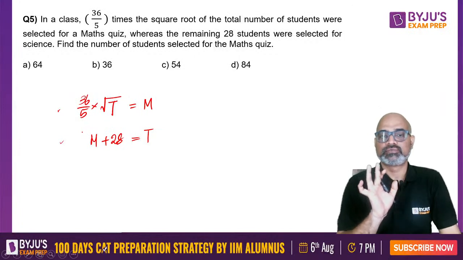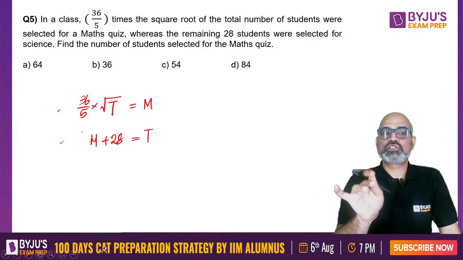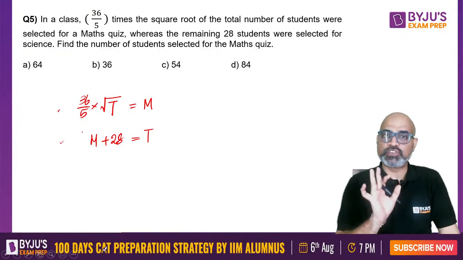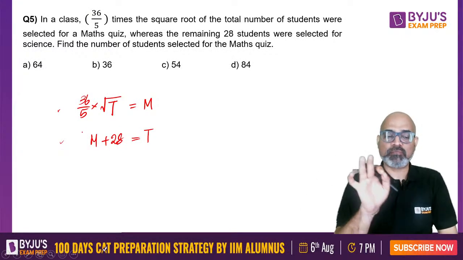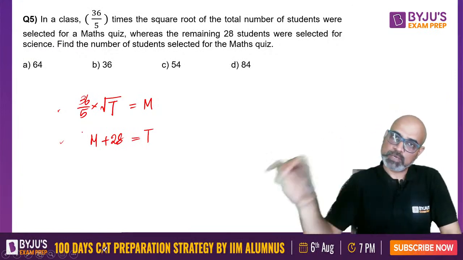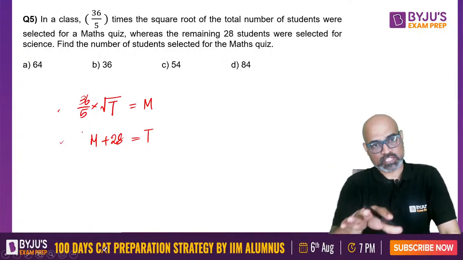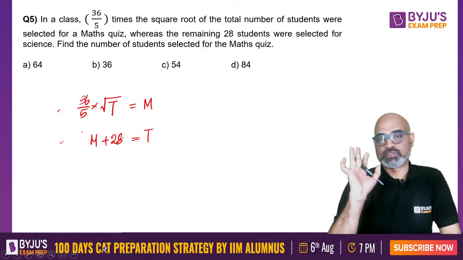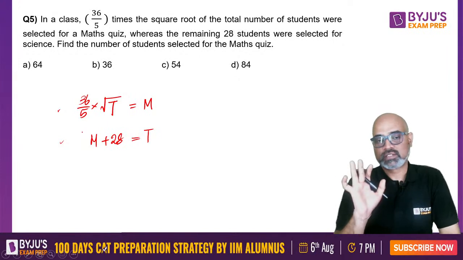Yes or no? Number of students who were selected for maths quiz is 36 by 5 times of square root of t, and m plus 28 is equal to t. As in maths mein jitne students hain and the students who were not selected, which are 28, that is equal to total number of students. Any doubt? Quick.